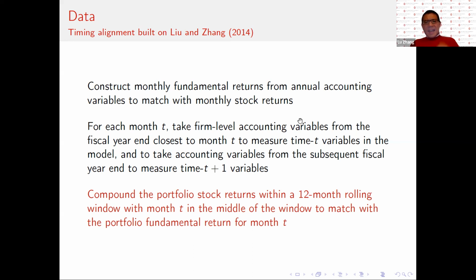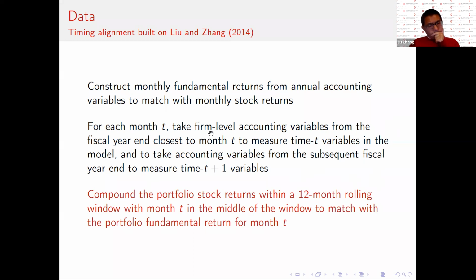For each month T, we take firm level accounting variables from the fiscal year end closest to month T to measure time T variable in the model, right? This is the flow variable. As explained in the paper, the stock variable is one year lagged because the stock variable in the model is measured at the beginning of the period within the model. But in Compustat, everything is at the end of the accounting period. And then we take the accounting variables from the subsequent fiscal year end to measure time T plus one flow variables, right? The details are in the paper. Quite a bit of thought has gone into the timing alignment between matching the economic model with the accounting data.